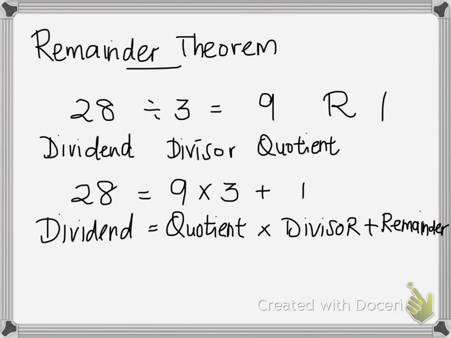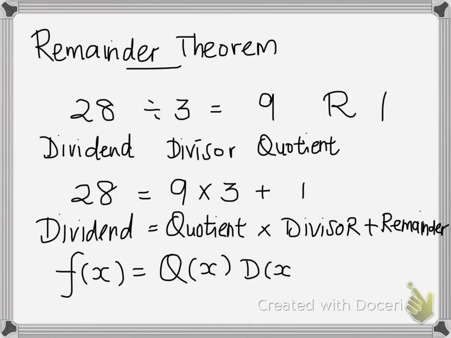Alright, so if I'm going to use the function of x to replace it, then I say f(x), which is the dividend, is the quotient, that's in terms of x, multiplied by the divisor, and then add the remainder. The remainder is probably with x or probably just a constant. Okay?